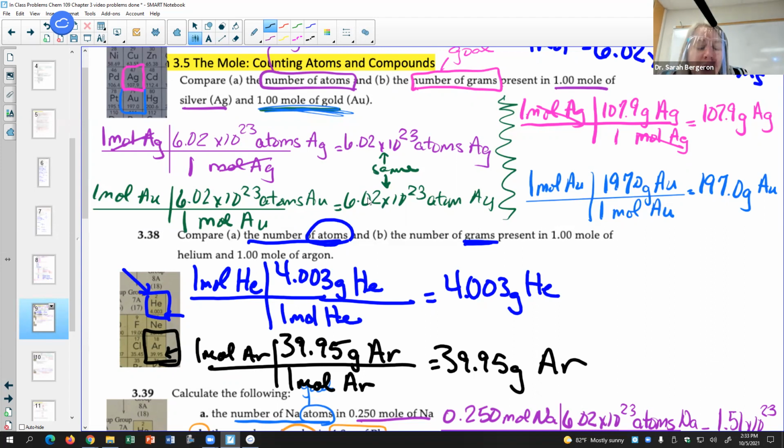Okay. Argon has how many? It's element 18, so it has 18 protons and 18 neutrons. Well, that doesn't give me 40. What does that tell you about some of the isotopes? They have more neutrons, right? But it's a heavier element. It's a much heavier element than helium. So 1 mole is going to be much heavier for argon than it will be for helium.